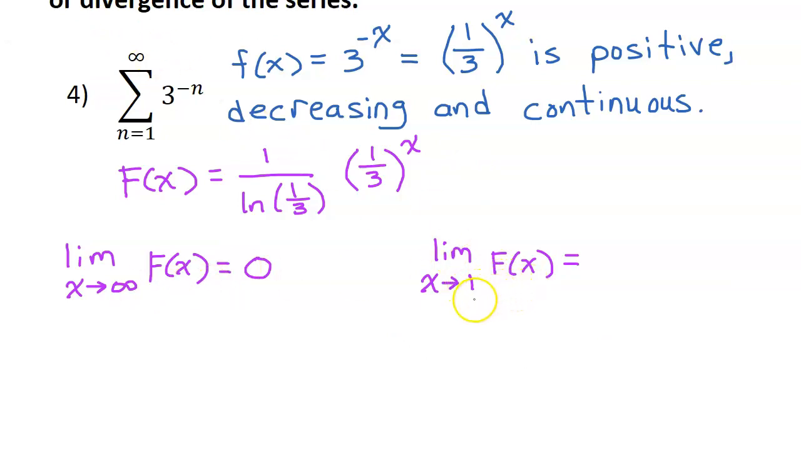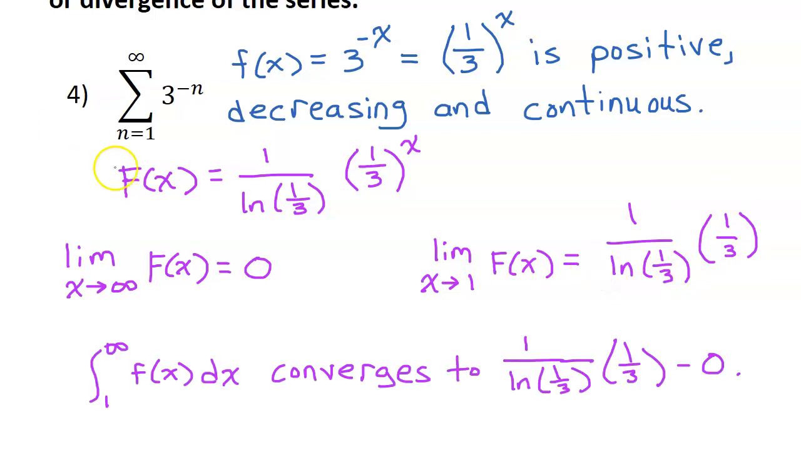For the second limit, we can do direct substitution. Plugging in 1 for x gives us 1 over natural log of 1/3 times 1/3. So that's the limit. When the upper limit and the lower limit both equal a number, the improper integral converges. So if this was just an improper integral problem, I would say the integral from 1 to infinity of f of x dx converges to the big number minus the small number.